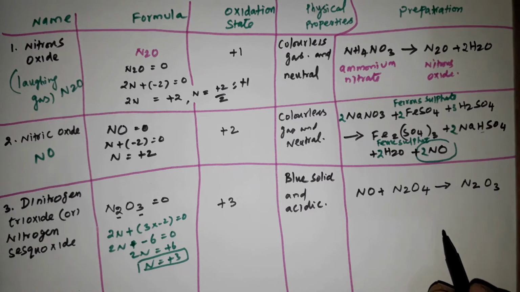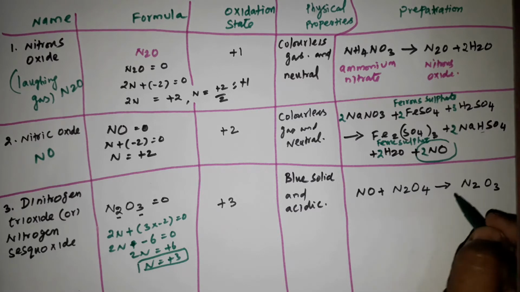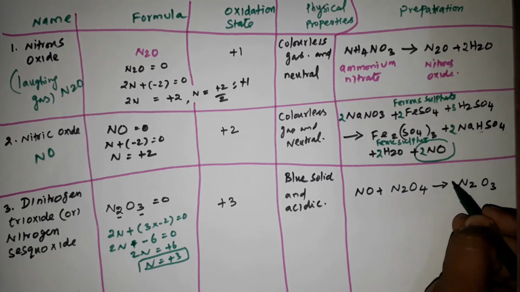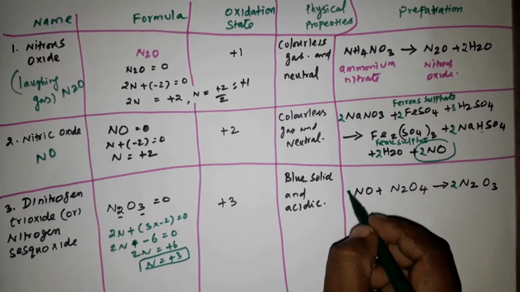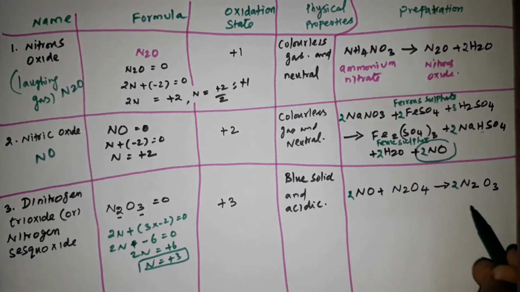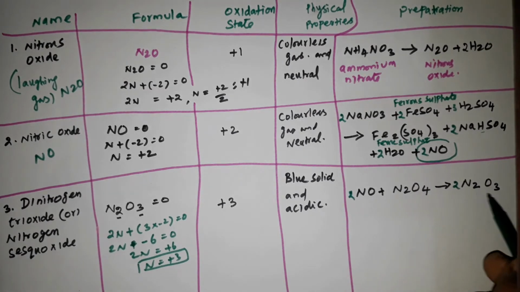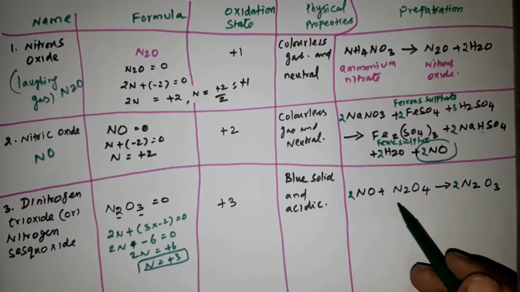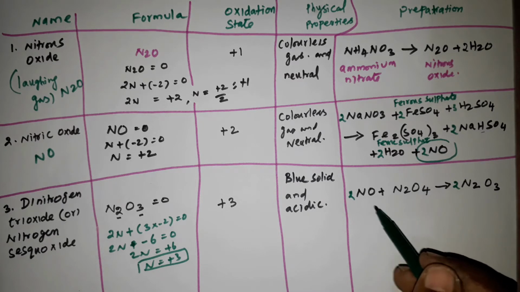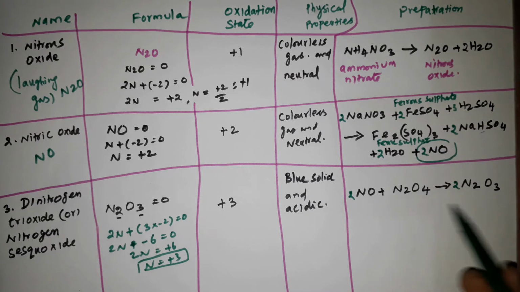Balance the equation. Here add 2 here, then add 2 here. See here, there are 4 nitrogen on the product side, and on the reactant side there are 4 nitrogen. 6 oxygen on the reactant side, and the product side also has 6 oxygen. So now the equation is balanced. Okay.